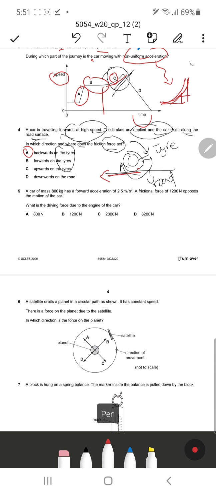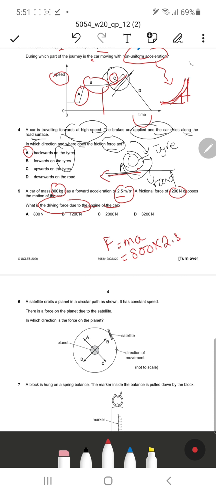Question number 4. The car of mass 800 kilograms has a forward acceleration of 2.5 meters per second squared. The frictional force of 1200 newtons opposes the motion of the car. What is the driving force of the engine of the car? We already know that F equals ma, so it gives us the driving force of the engine of the car. So 800 times 2.5, that's basically it. If we multiply 800 times 2.5, that's going to give us 2000 newtons.